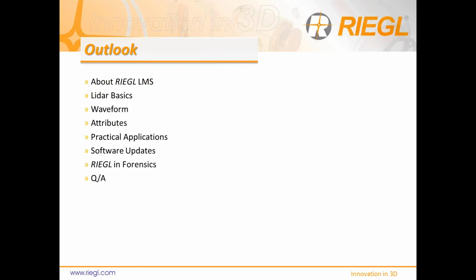I'll go into waveform, which tends to be a big scary subject for people, but hopefully I can take some of the fear out of it. The byproducts of waveform, which are the attributes which are associated with each point, we'll discuss. So Tan will give you some practical applications for these attributes, and then it will come back to me. I'll give you some software updates on Resolve, and then we'll go back to Tan again, and he'll give you guys a bit of an overview of how Riegl stands in the world with regards to forensics. Then we'll take some questions at the end.